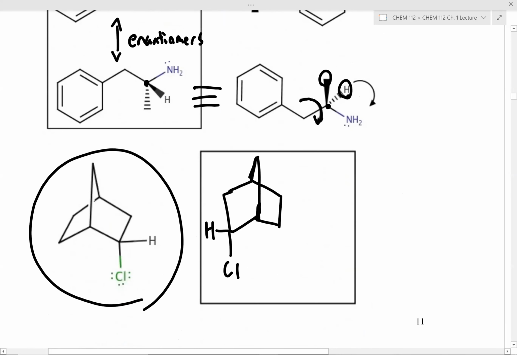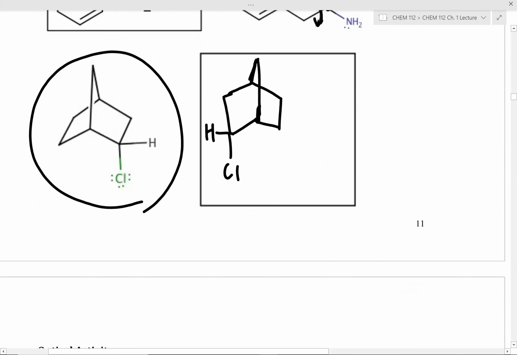Okay, so let's now pause today's lecture and we'll pick up next session discussing stereoisomers, optical activity, and how we can identify compounds as optically active and how chirality is related to optical activity.